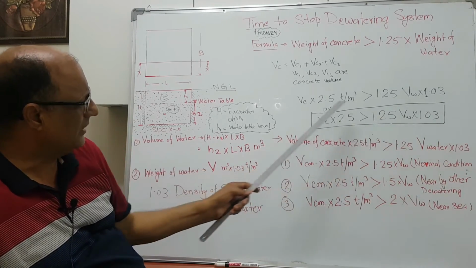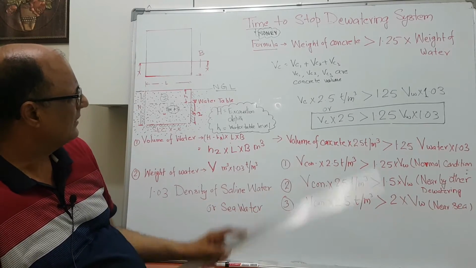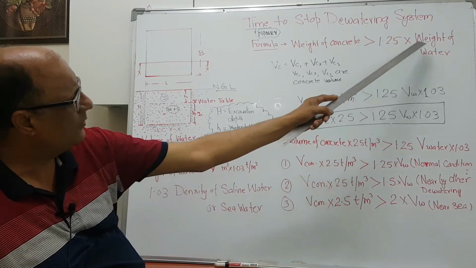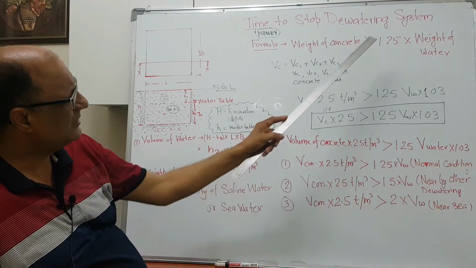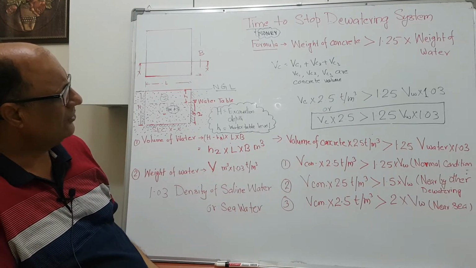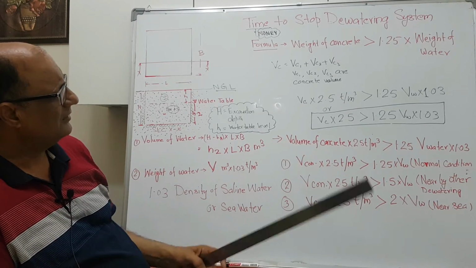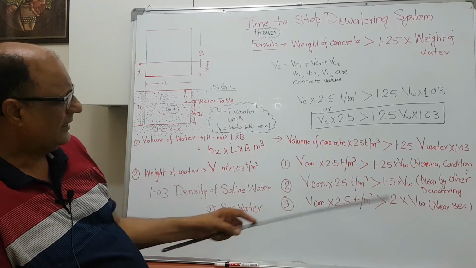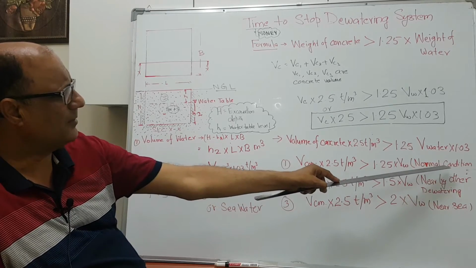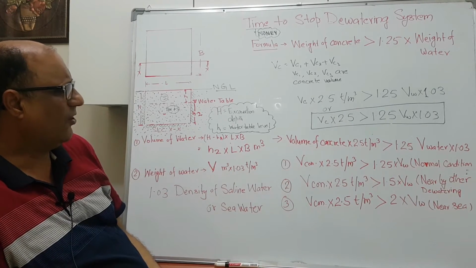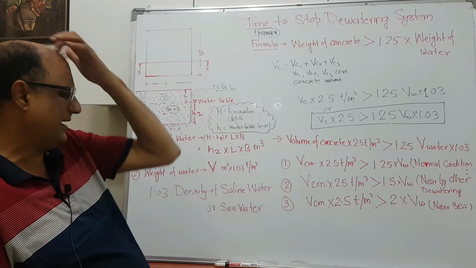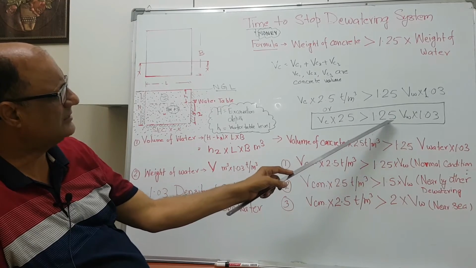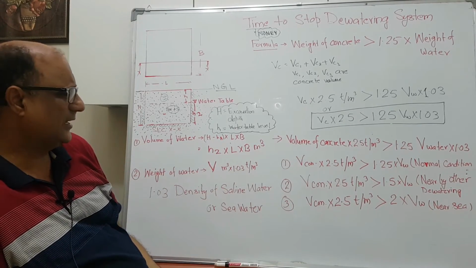So the moment this condition is satisfied, that the weight of the concrete is more than 1.25 times the weight of the water. Now this is a factor of safety. You may know, or we must know, that this factor of safety varies from location to location. In a general case, when we are very far away from the sea, or constructing in a general area where there is no sea around, the 25% factor of safety is enough.